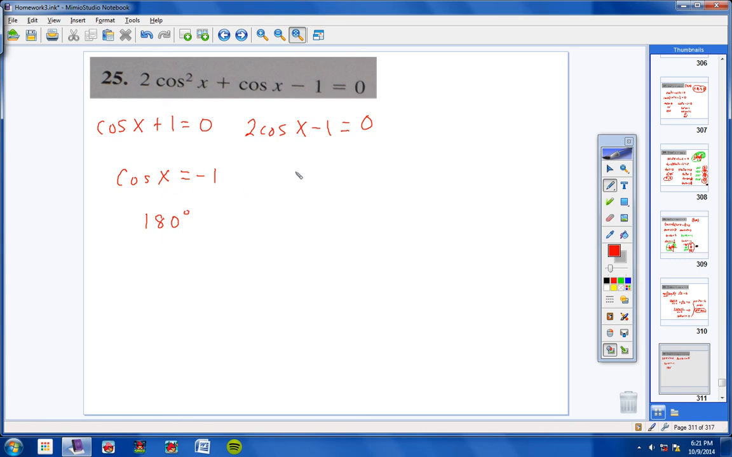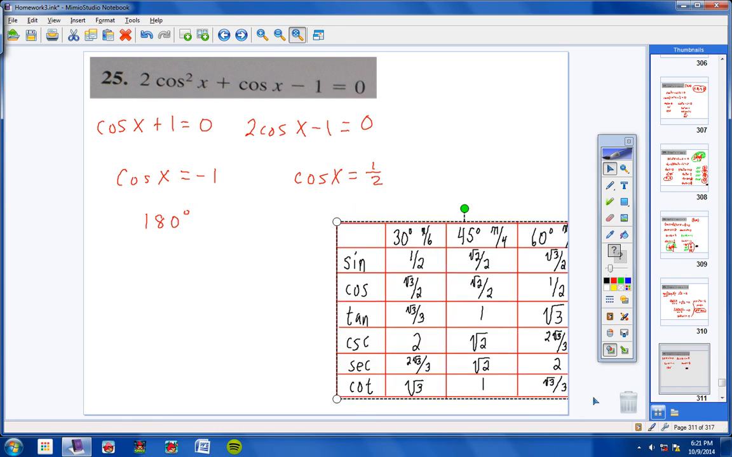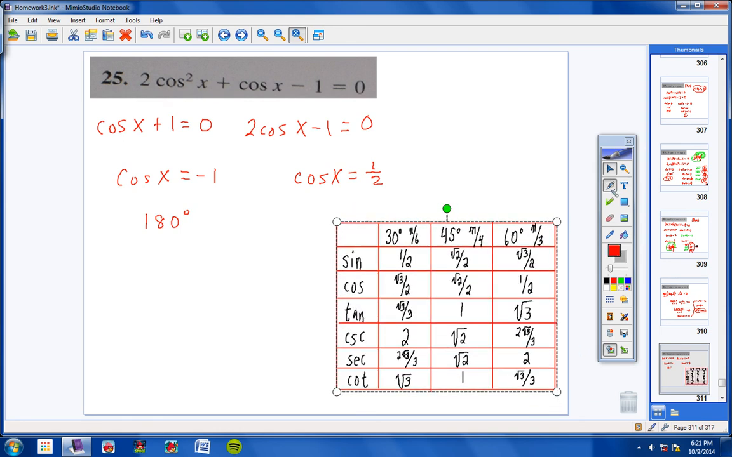Now over here, let's get cosine by itself. So cosine x would be, bring the 1 over, make it positive, divide by 2, 1/2. So when does cosine give you a positive 1/2? Well, first of all, look at our table here. Cosine of 60 gives you 1/2.